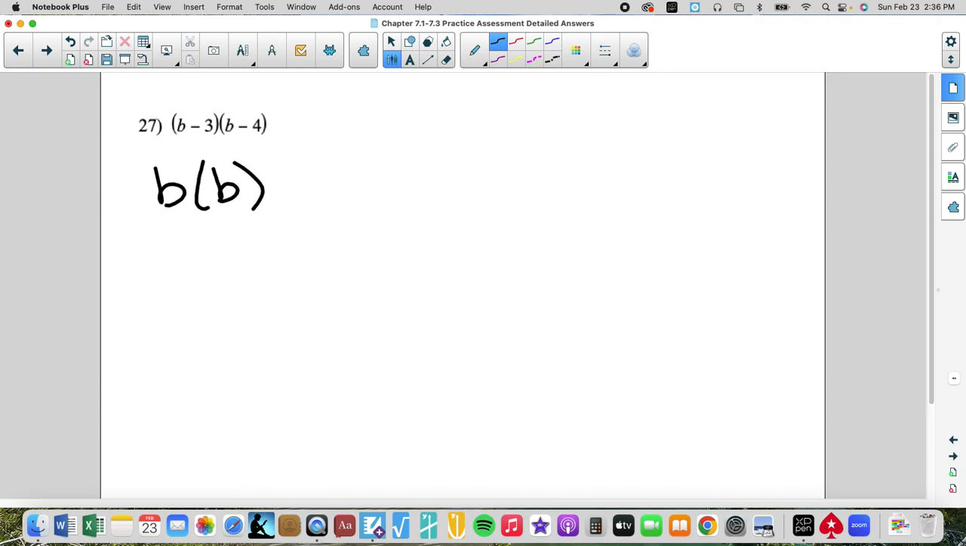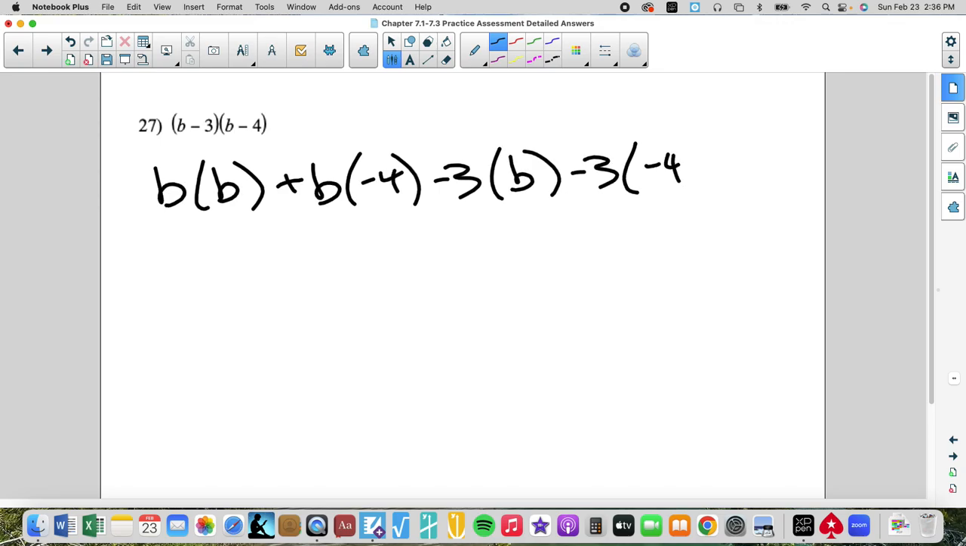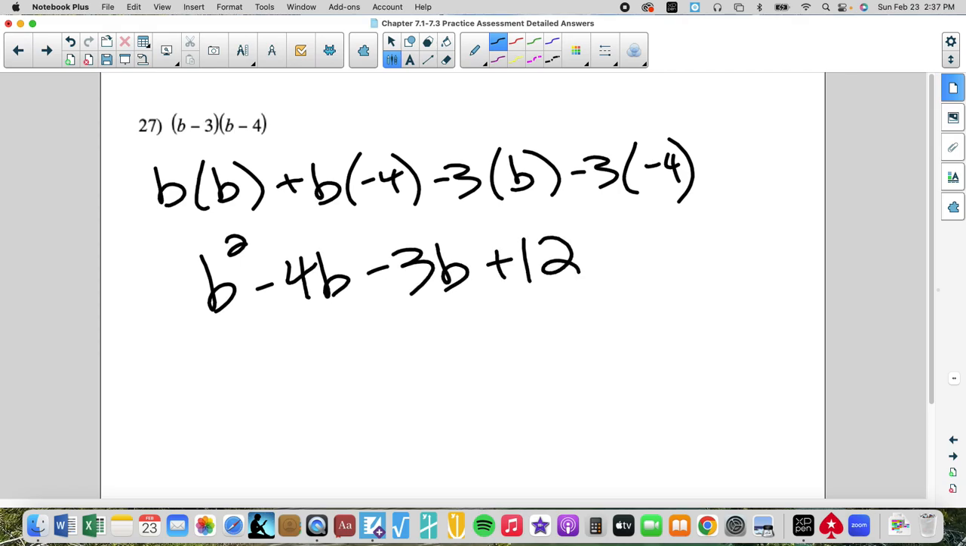B times b, lots of b's today, plus b times negative 4 minus 3 times b minus 3 times negative 4. Keep track of those negatives. Make sure that you are multiplying and keeping track of negatives times negatives, negatives times positives, and we get b squared minus 7b plus 12.